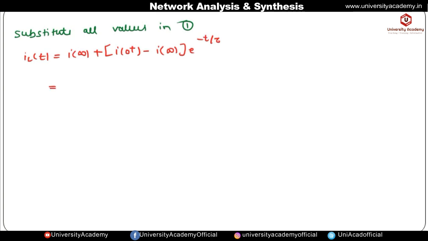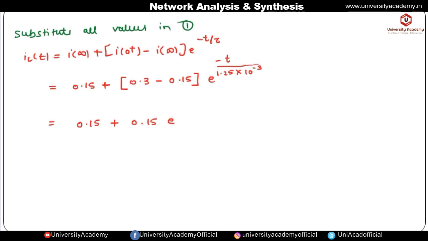Okay, so I of infinity we have calculated as 0.15, and I of 0 positive we have calculated as 0.3. So 0.3 minus 0.15 into e to the power minus t by the time constant, which we just calculated as 1.25 into 10 to the power minus 3. If we simplify this, we are getting 0.15, so it will be equal to again 0.15 into e to the power minus, this is 1.25.